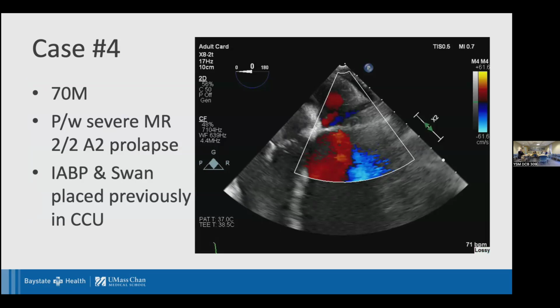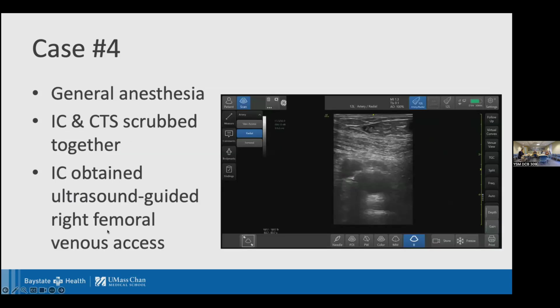This is a 70-year-old man who presented with severe mitral regurgitation. He had prolapse of the A2 scallop, the anterior leaflet. He had a balloon pump and a Swan that were placed in the CCU, and now he's coming to the cath lab for procedure. This procedure is going to be percutaneous mitral valve repair. He receives general anesthesia, and this procedure is scrubbed by an interventional cardiologist and a cardiac surgeon together.